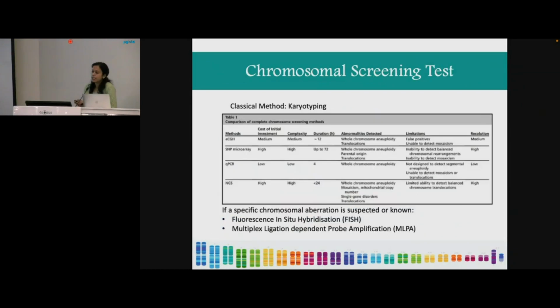Chromosomal tests are basically used to detect chromosomal abnormalities such as loss or gain of an entire chromosome or even deletion or duplication of some part of the chromosome. Classically, karyotyping is used to detect such abnormalities, but it has a very low resolution. There are other methods also to screen the chromosomes, like array CGH, SNP microarray, qPCR, NGS. I'll be telling you about all these methods. All these methods differ in terms of resolution.